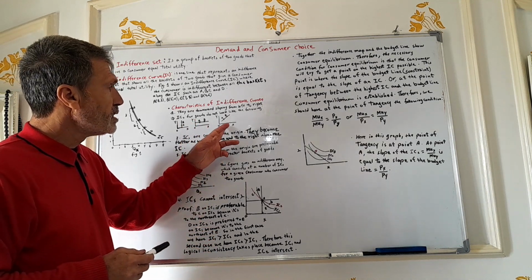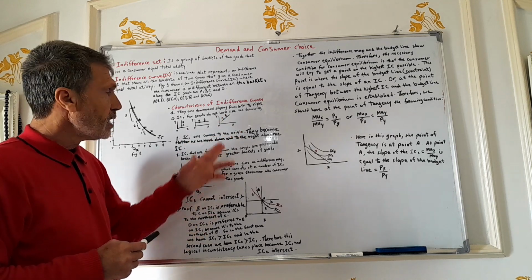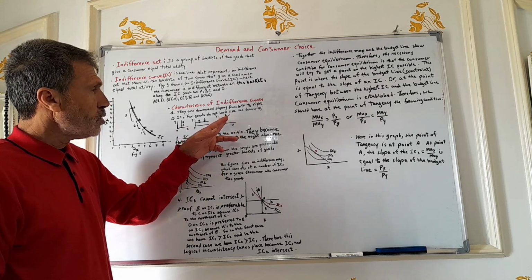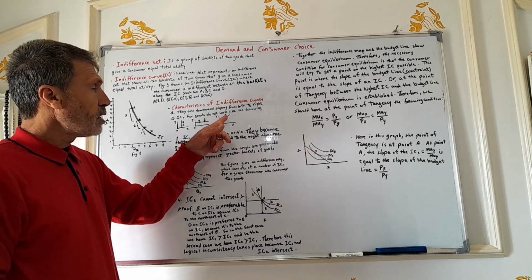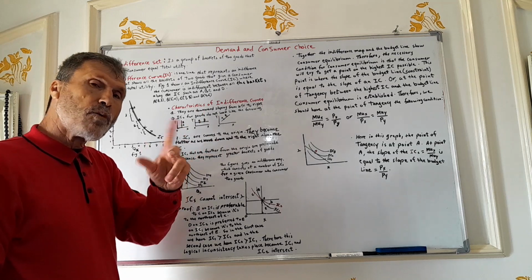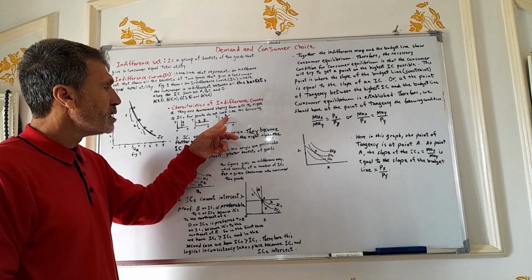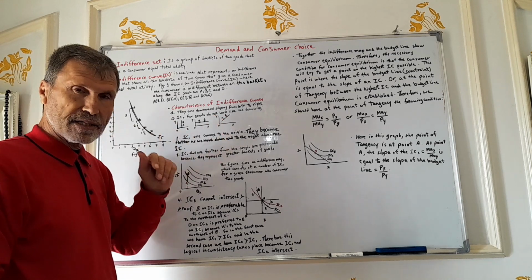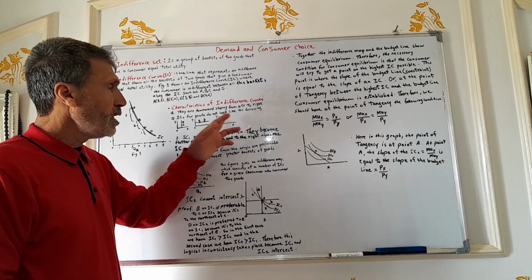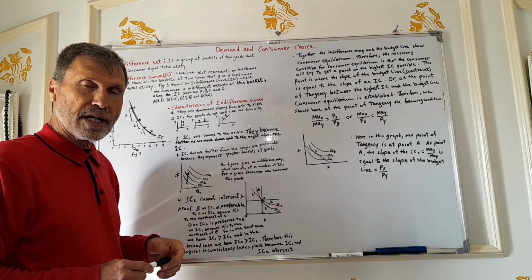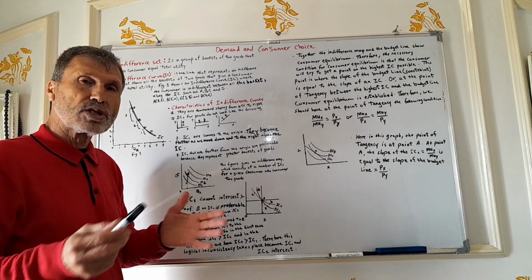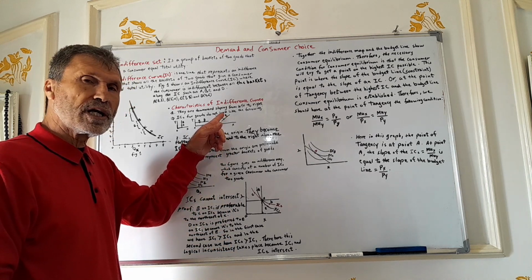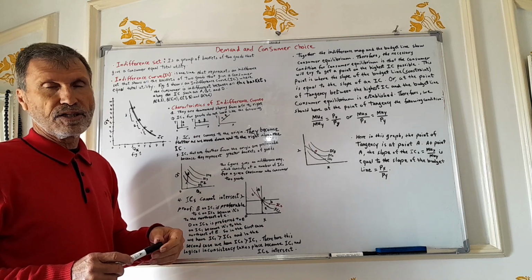What about this upward sloping line? In this upward sloping line, we have two bundles, A and B, and you can see that B has more units of both goods, more of Y and more of X than A. Therefore, B is preferable to A, and so the consumer would not be indifferent between A and B. Therefore, an upward sloping curve cannot be an indifference curve.